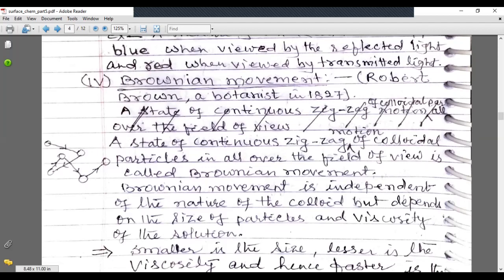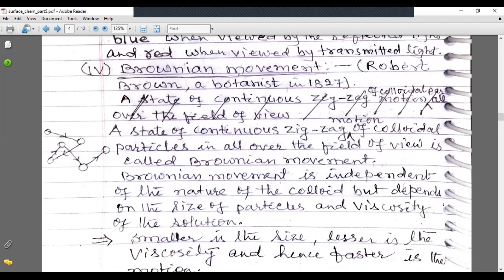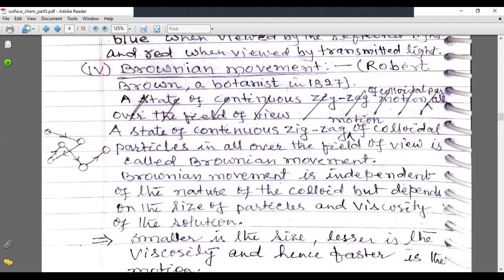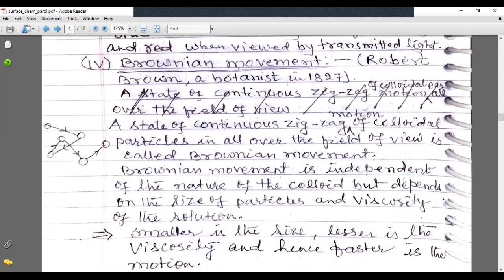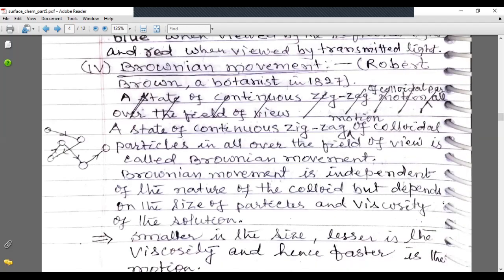that is Brownian movement. So Brownian movement is independent of the nature of the colloid, but depends on the size of the particles and viscosity of the solution. The smaller the size, the lesser the viscosity, and hence faster is the motion.